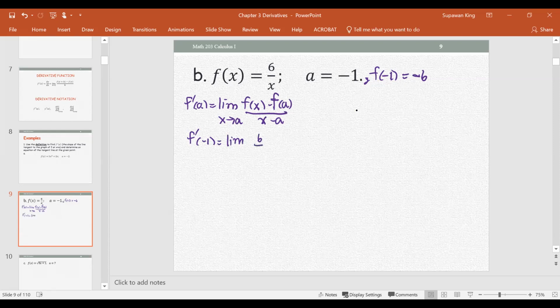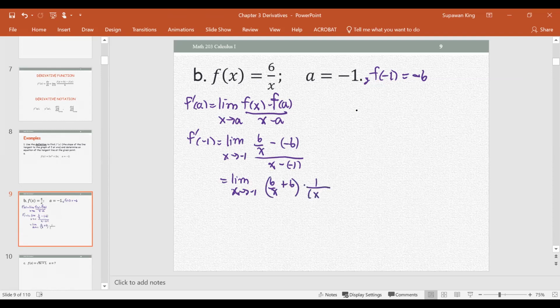f of x, which is 6 over x, minus f of a, which is -6, divided by x minus -1 as x approaches -1. Simplify the numerator. You get 6 over x plus 6, divided by x plus 1, which is the same as multiplying by the reciprocal, which is 1 over x plus 1.